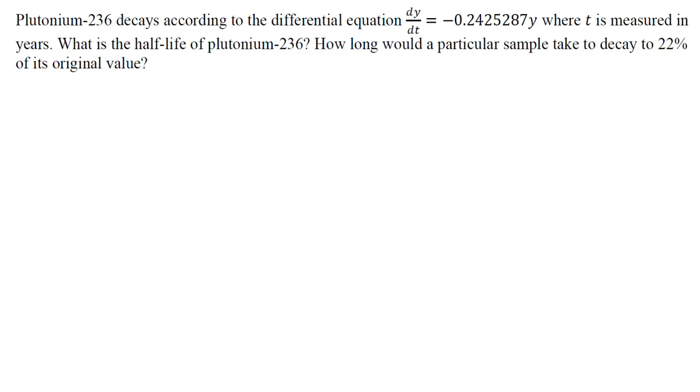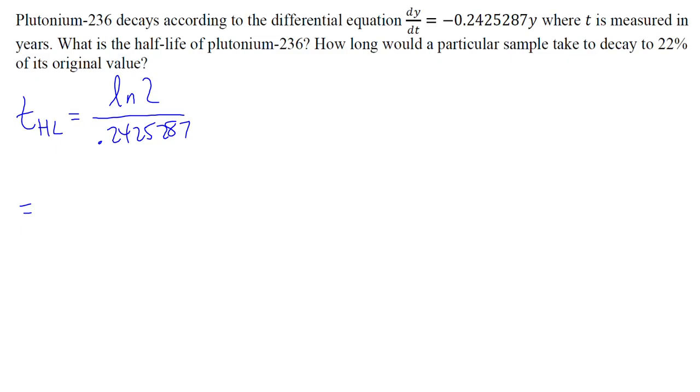All right, we got one more of these growth decay problems. This time we have the differential equation for plutonium-236 as dy dt equals negative 0.2425287y. That being dy dt equals ky tells us it is exponential decay, with the negative in front of it. And so our half-life is going to equal the natural log of 2 divided by that k value of 0.2425287.